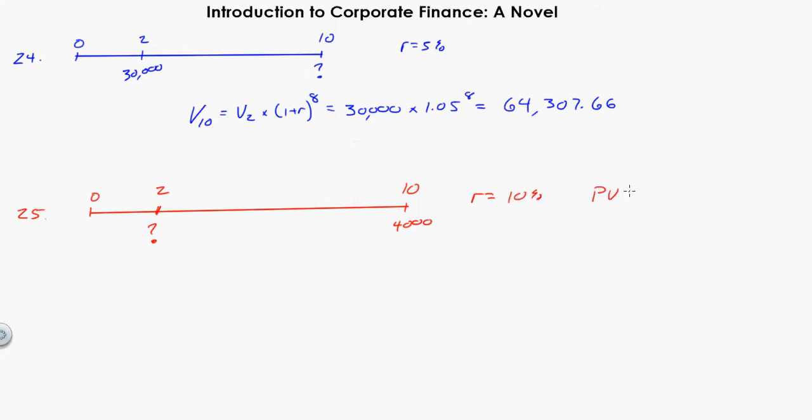So now the present value is equal to the future value divided by 1 plus R to the t. The way I like to write that is the value at year 2. That's my present value, even though it's 2 years in the future. The value at year 10, that's my true future value here, divided by 1 plus R to the 8th. Because I'm going back 8 steps. 10 minus 8 is 2. So 4,000 divided by 1.1 to the 8th is equal to $1,866.03.